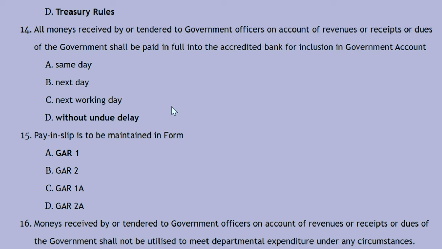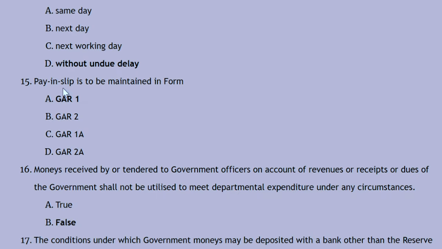All monies received by or tendered to government officers on account of revenues or receipts or dues of the central government shall be paid in full into the accredited bank for inclusion in government accounts without undue delay. The pay-in slip is maintained in form GAR 1.